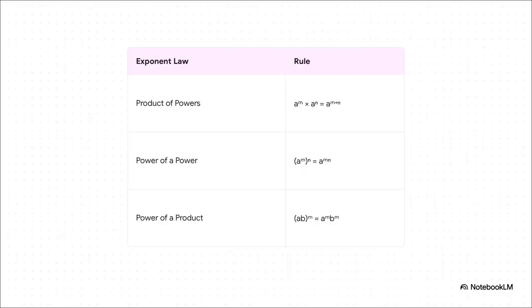Let's look at 3 of the big ones. The product of powers rule just says that if you're multiplying and the base number is the same, you just add the exponents. Easy.